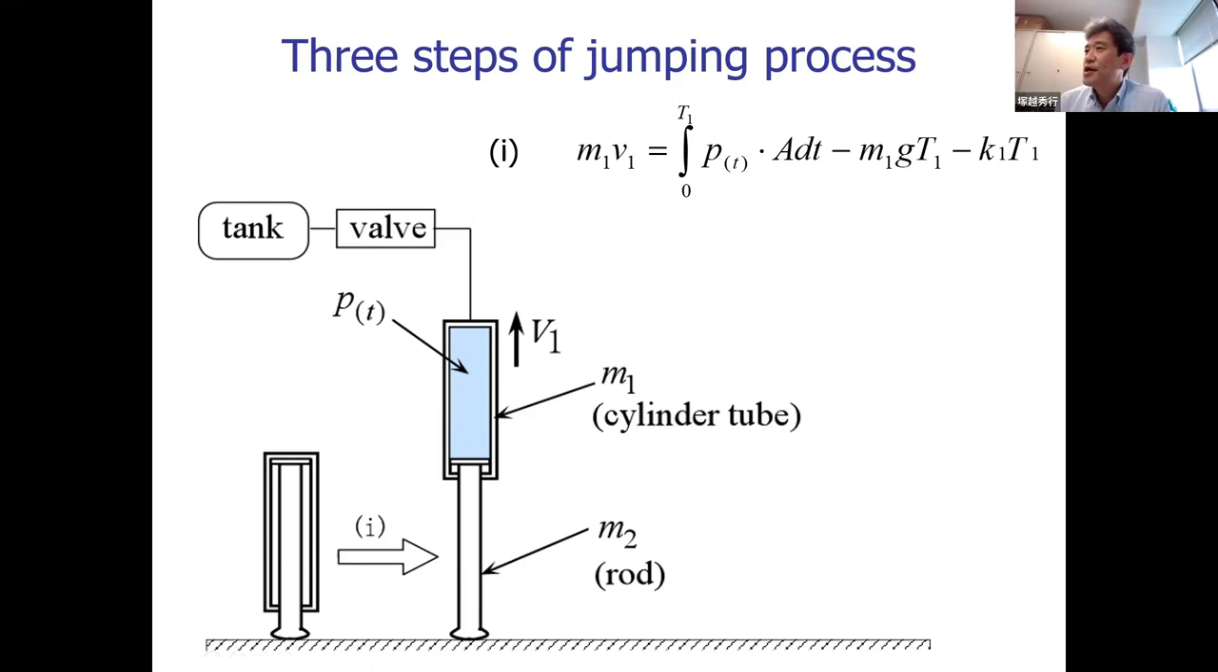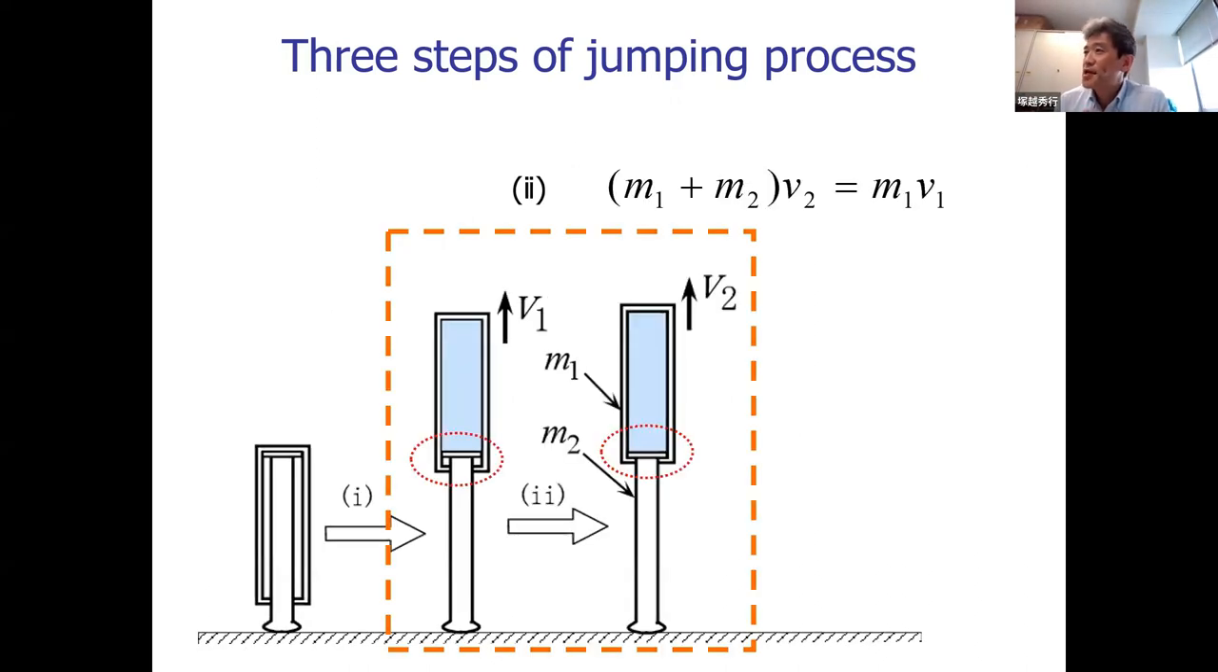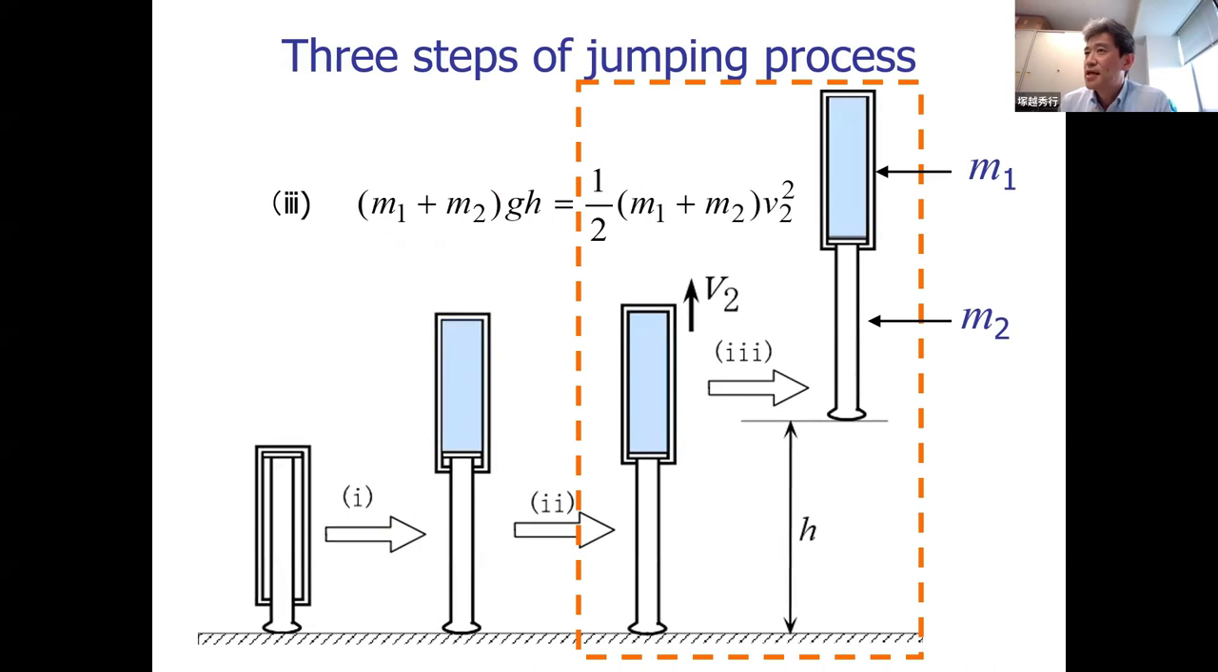And it is so driven by the equation of the motion. And next, the cylinder tube collides with the rod. And if the momentum is kept conserved, then the momentum just before collision turns into the momentum just after collision. Third step, the kinetic energy turns into the potential energy.